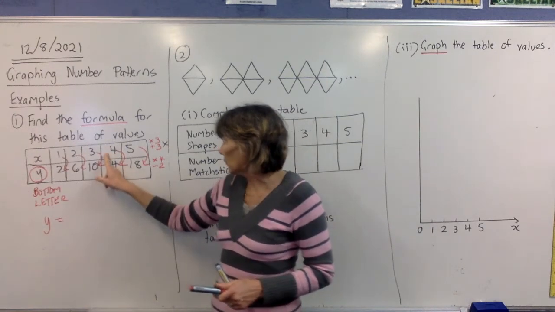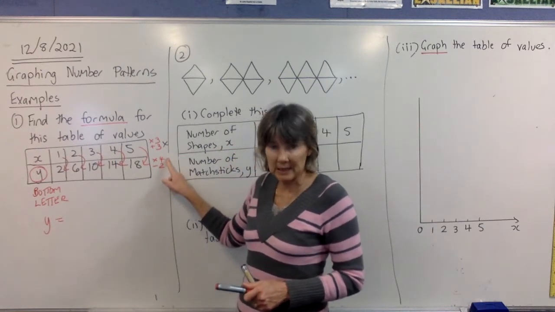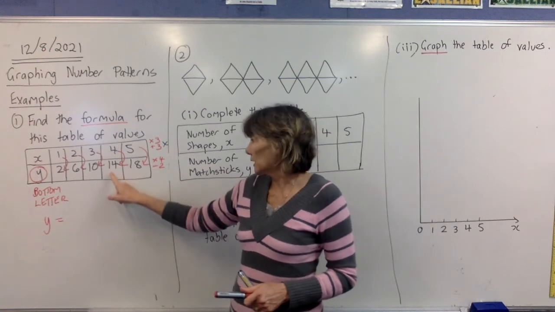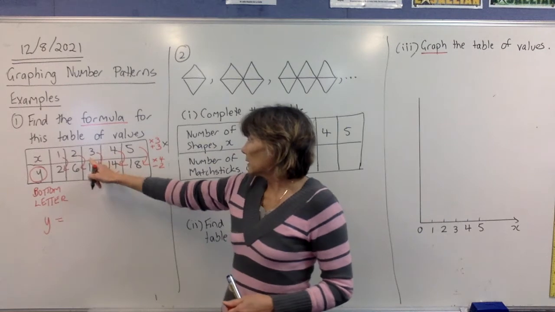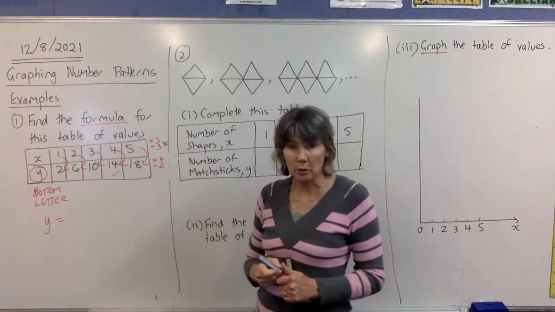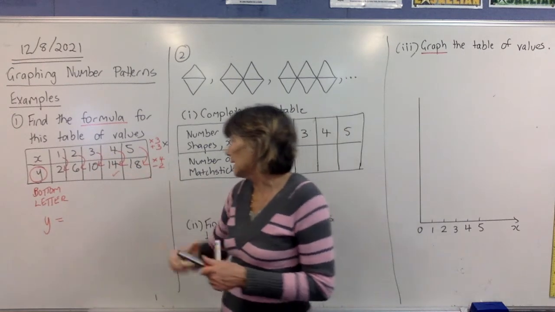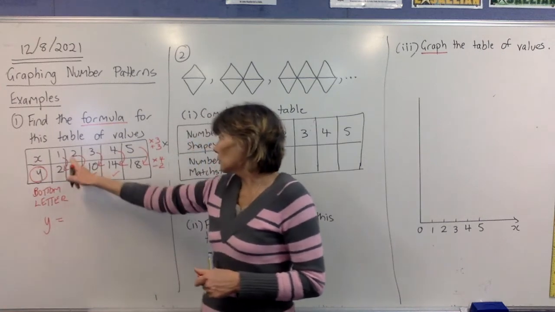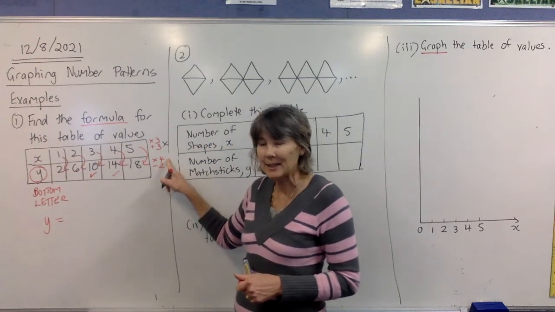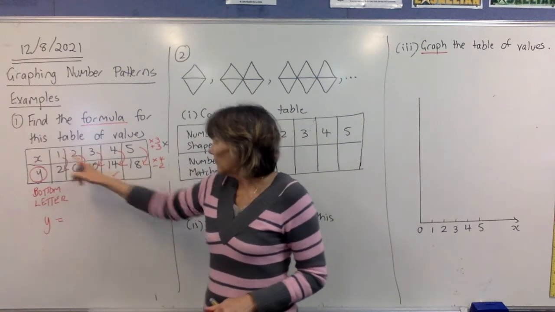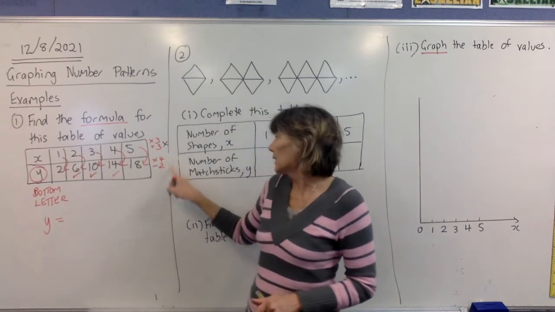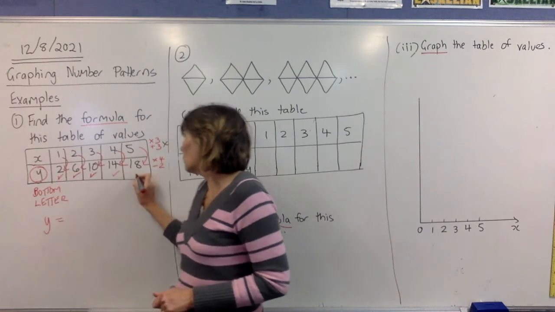Over here we have 4 times 4 is 16. Take away 2 is 14. Yes, that's working. Let's try the next one. 3 times 4 is 12. Take away 2 is 10. That works. 2 times 4 is 8. Take away 2 is 6. That's working. And 1 times 4 is 4. Take away 2 is 2. So it is working for all of them.